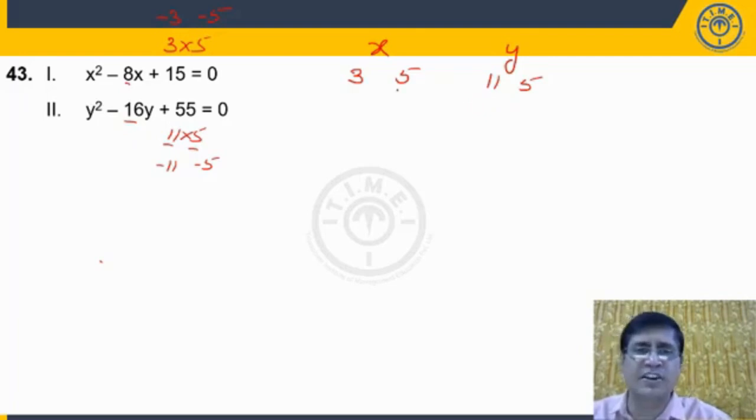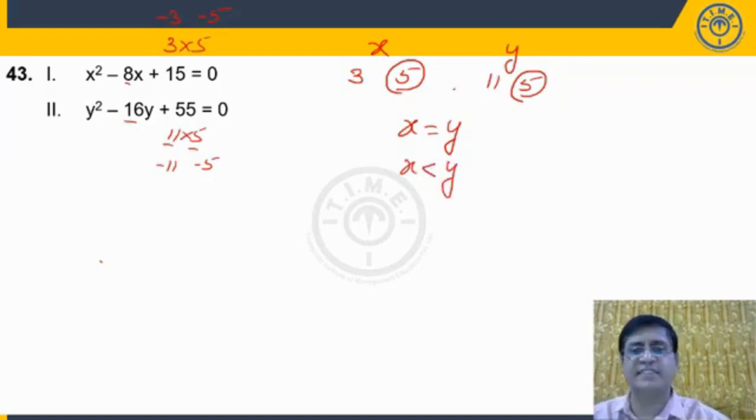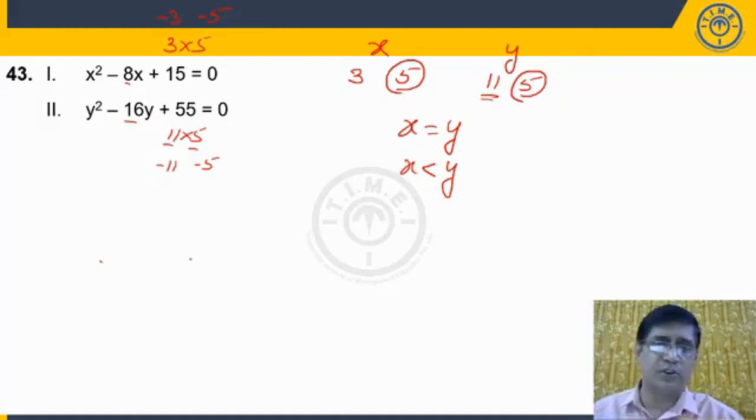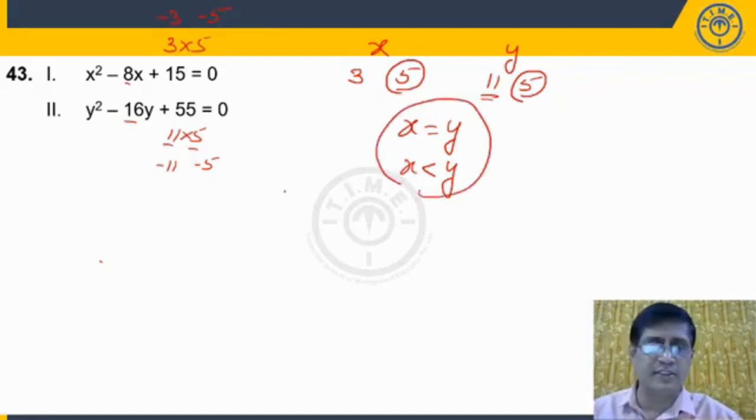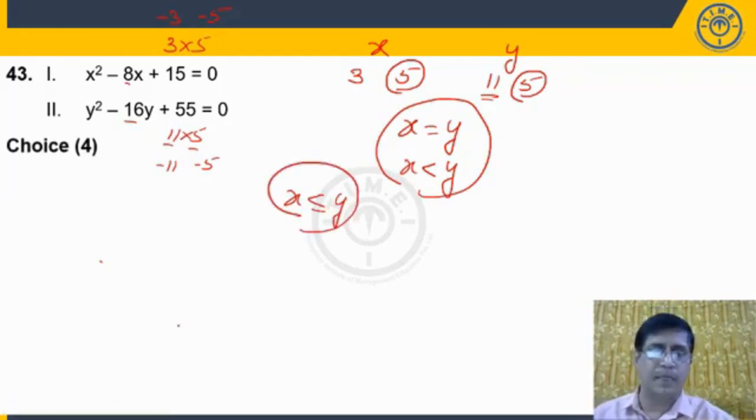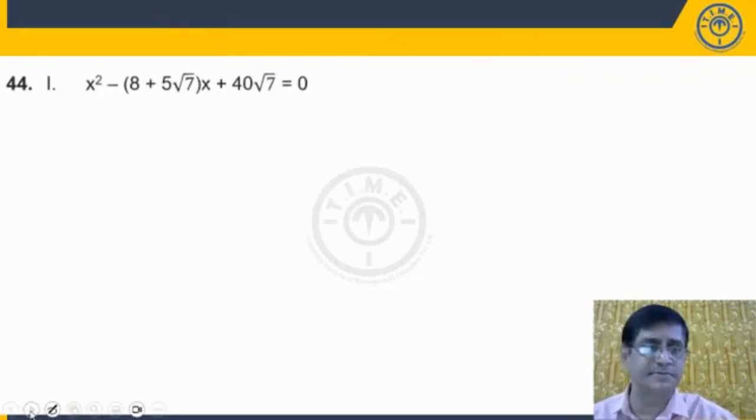Now how these are related: x and y can be equal, and the value of x with respect to y, when compared, the value of x is less than y, because 11 is greater than 3 and 5. So combining both, the result is x less than or equal to y. So right choice, option 4. Choice 4 is the right answer. Now look at the next example on your screen.